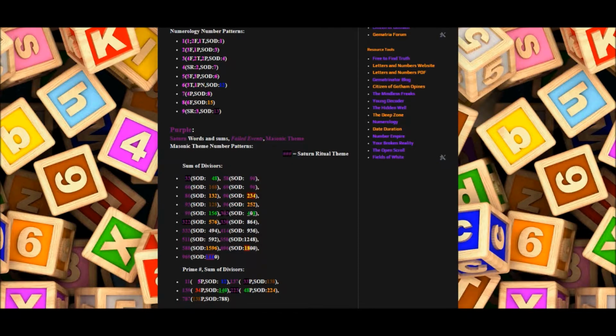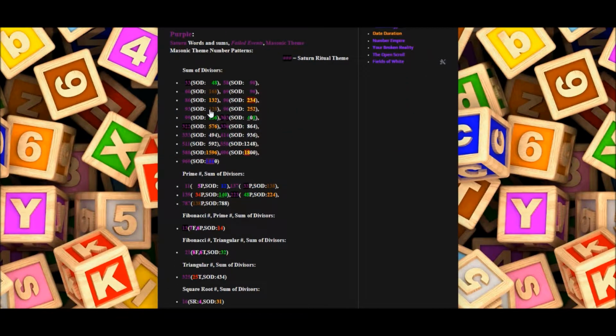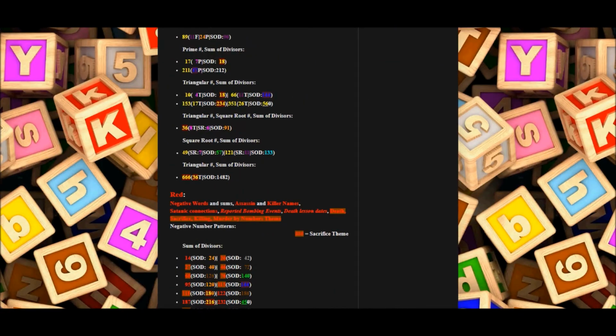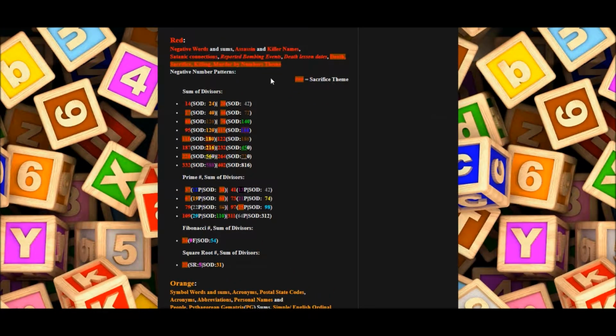And then you have 13, and obviously 13 is in the purple. You see that it's the 7th Fibonacci, the 6th prime, and has the sum of divisors of 14. Why is 14 red? Well, let's go check. If you check the red, it says negative words and sums, assassin and killer names, satanic connections, reported bombing events, death lesson dates, death, sacrifice, killing, murder by numbers theme. So it's a death number. Interesting.